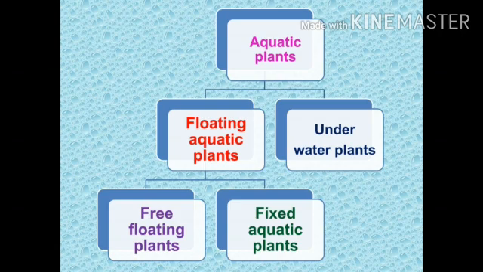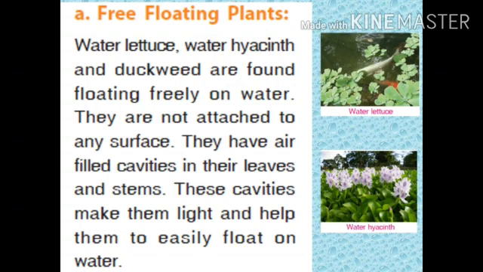Here is a flow chart which is showing types of aquatic plants. Aquatic plants are of two types. They are floating aquatic plants and underwater plants. Again, floating aquatic plants are divided into two parts, that is free floating plants and fixed aquatic plants. We will discuss in detail about these plants. First one is free floating plants.